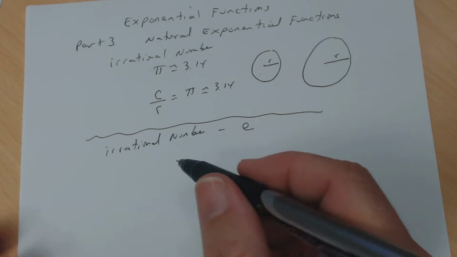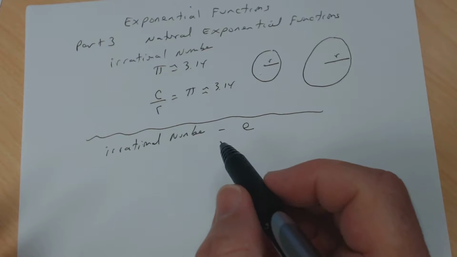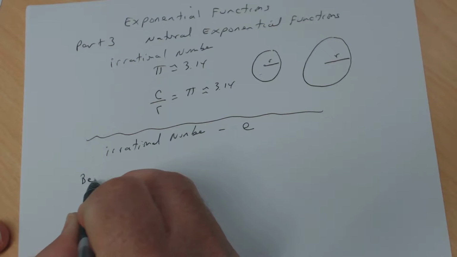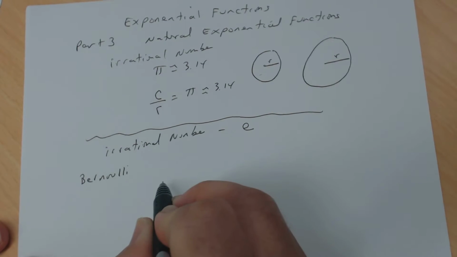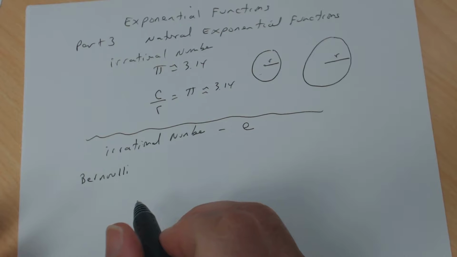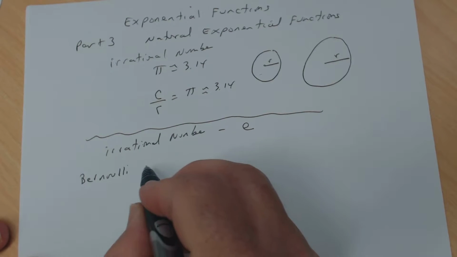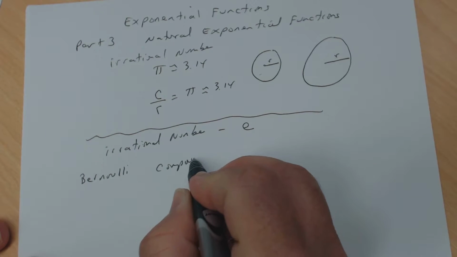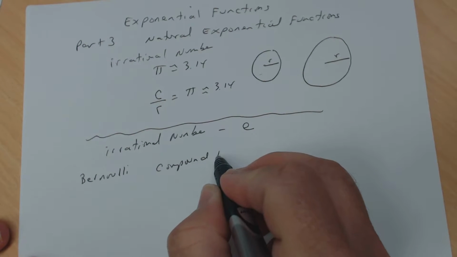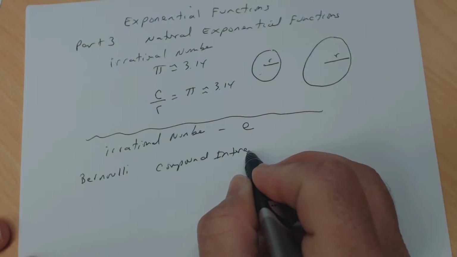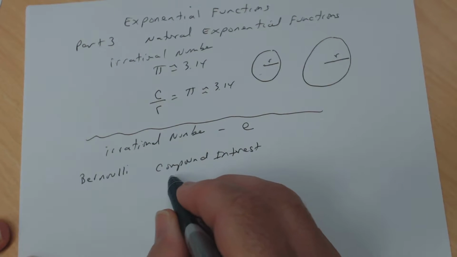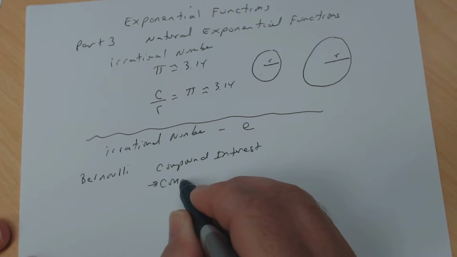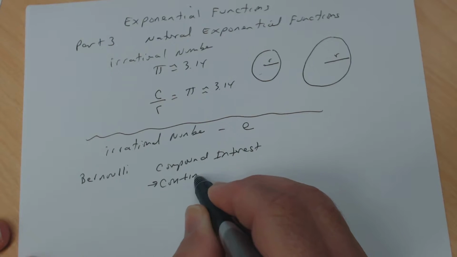Well, basically, Bernoulli, B-E-R-N-O-U-L-L-I. So he was looking at compound interest, and we're going to look at compound interest in the next lesson. In particular, he was looking at continuous compound interest.